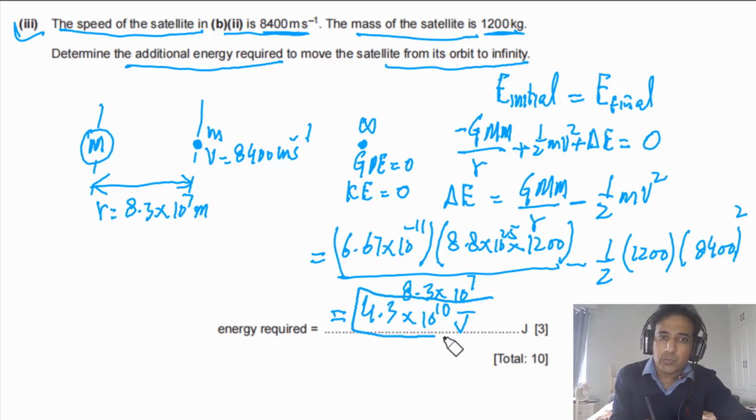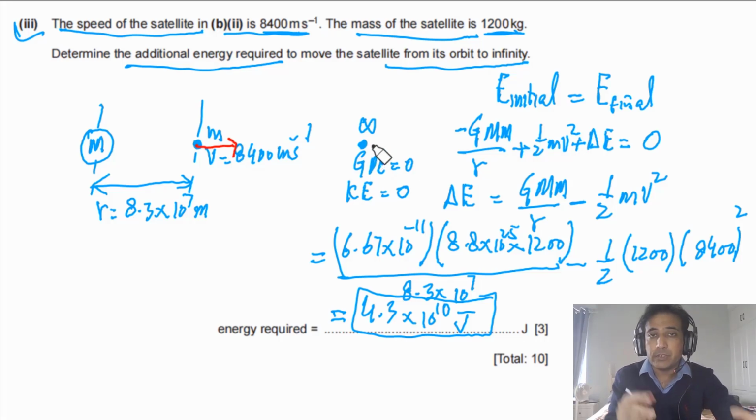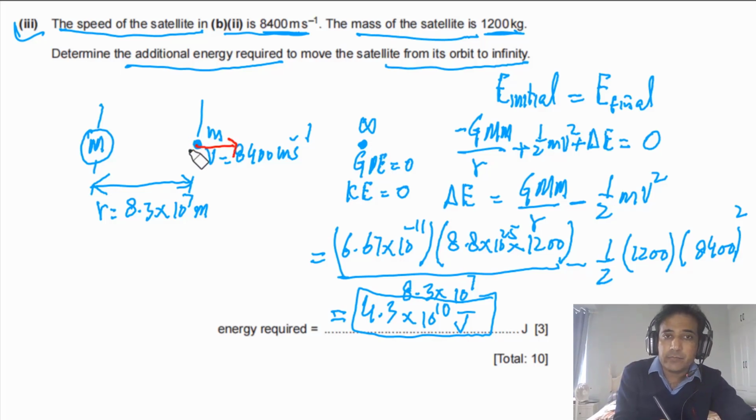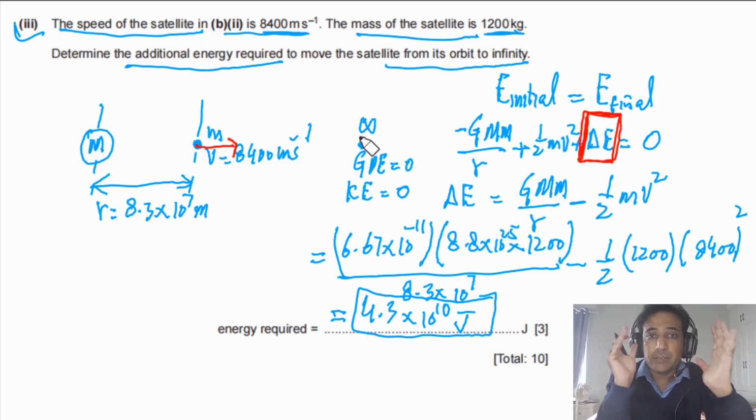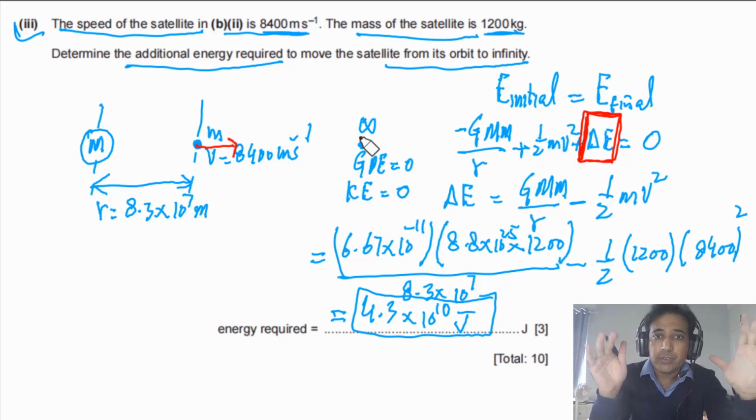So this is how we need to answer. The main concept is, if we want this satellite to move from orbit to infinity, where energy is greater, here it has negative energy, so there it has greater energy, so we need to give energy to this satellite. This is the additional amount of energy we need to give so it can reach infinity. And in this case we are assuming there are no resistive forces at all. So this is how we can answer.